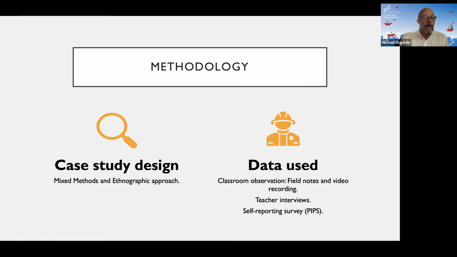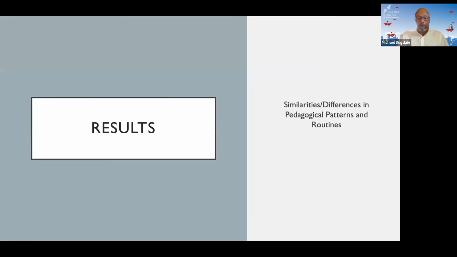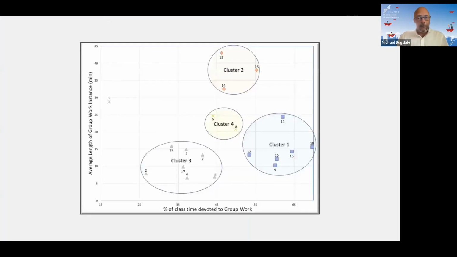It was a case study design based on mixed methods and ethnographic approaches. I'm only going to report a little bit on the mixed methods material here. And for that, we were really coordinating classroom observations, which included field notes and video recordings, and some self-reporting instruments called the PIPs. So let me talk a little bit about what we found in this little corner of this study.